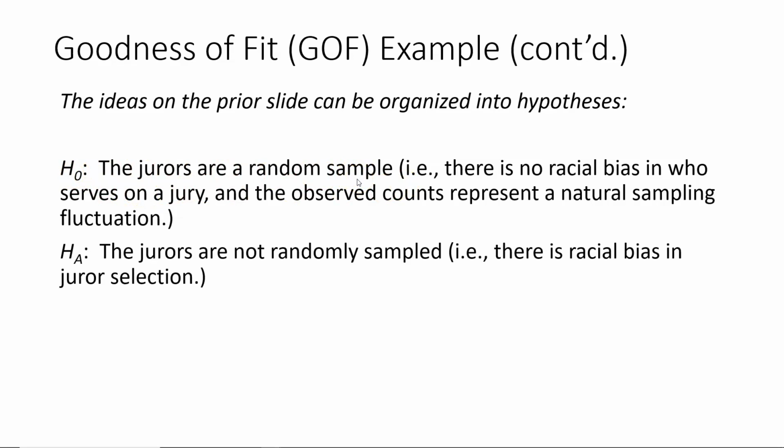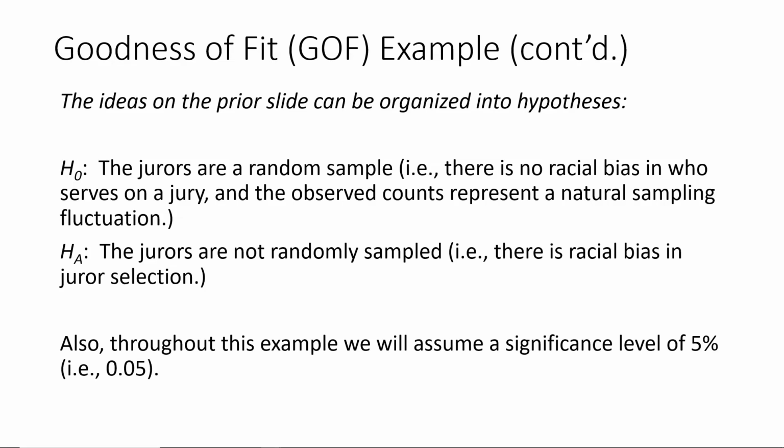The alternative hypothesis would be that the jurors are not randomly selected. And of course, that would mean that there is racial bias in the juror selection. Closing out the prepare step, we also note that throughout this example, we're assuming a significance level of 5% since that was not stated beforehand.